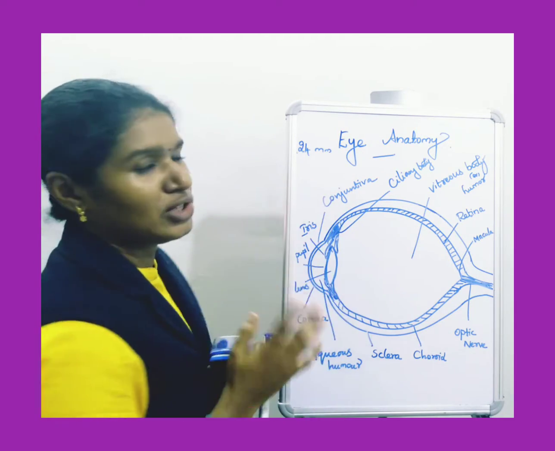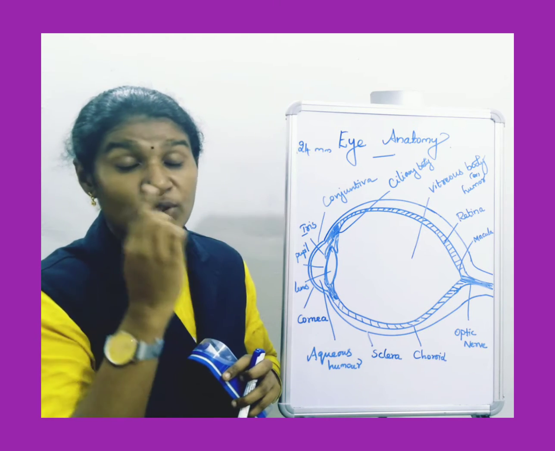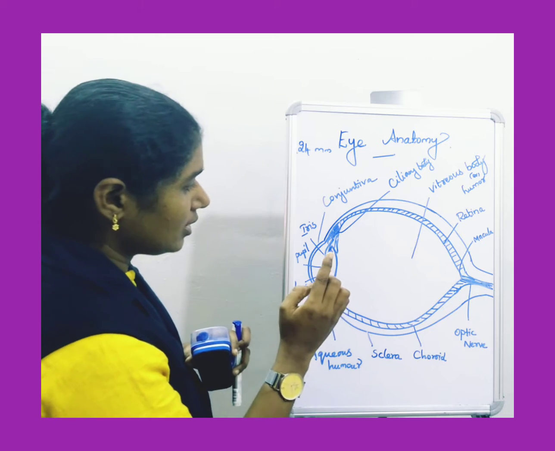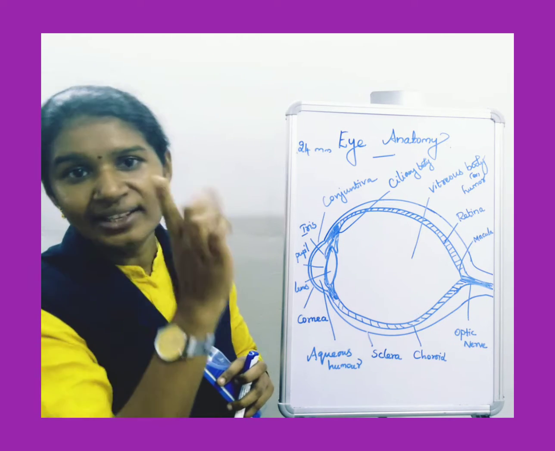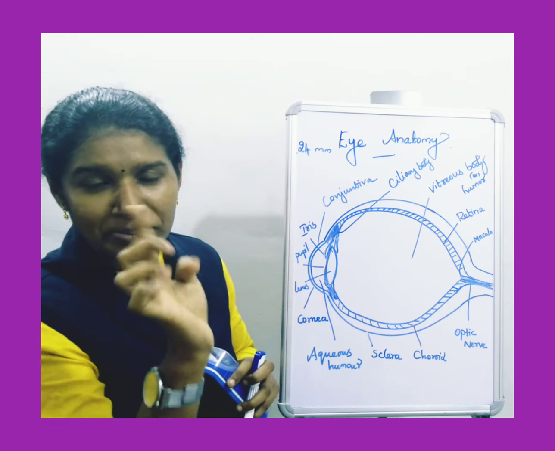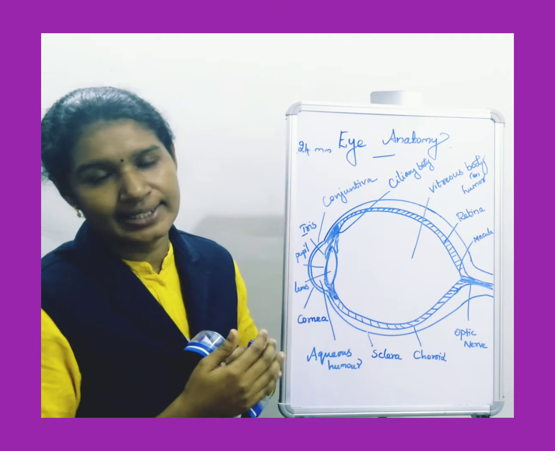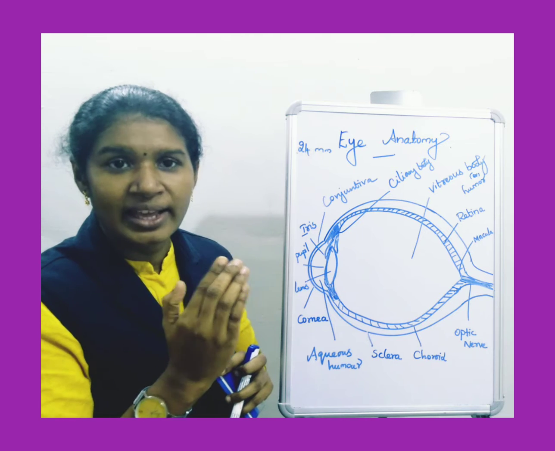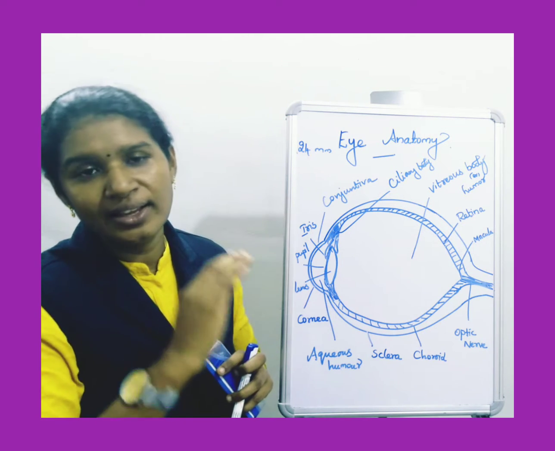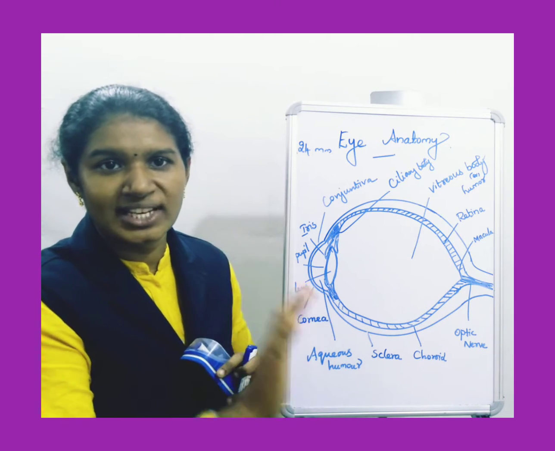The first one is the conjunctiva. It is a very thin layer that protects the sclera. The conjunctiva is surrounded by the sclera, and it is present below the eyelids. Its major role is to keep the eye always moist and protect it from other problems. That means the protective part is called the conjunctiva.